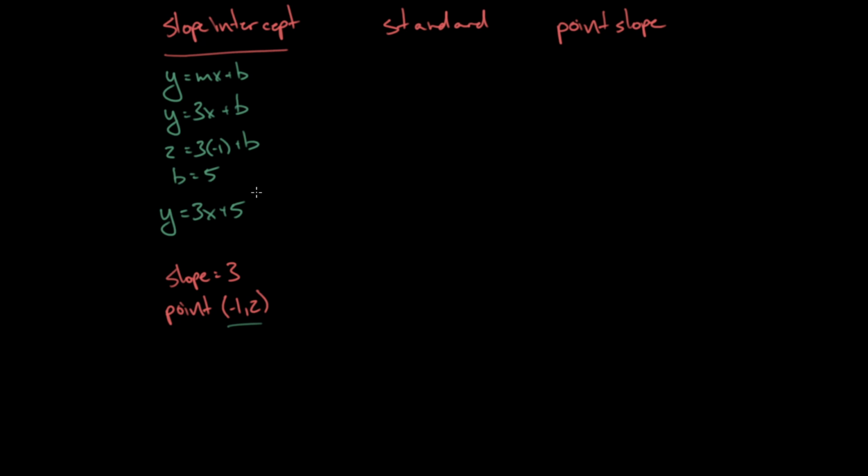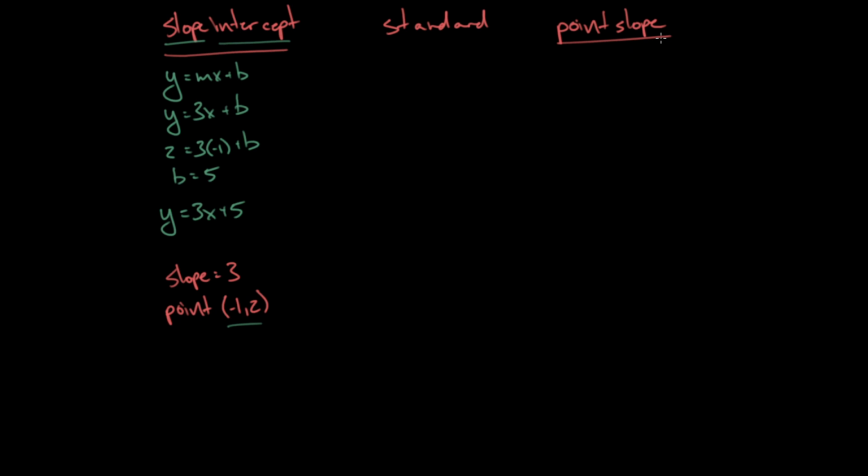So this is one form of the line that I have. And just by looking at it, I can tell what the slope is, it's 3, and what the y-intercept is, it's 5. Another one, so let's go look at point-slope form.